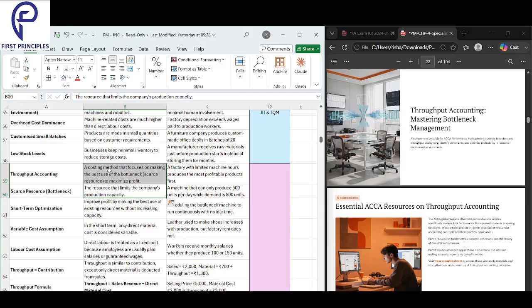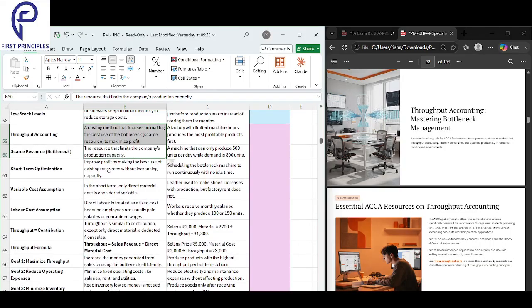In the short run, only direct material cost is considered variable. Direct labor is treated as a fixed cost because employees are usually paid salaries or guaranteed wages. Throughput is similar to contribution, except that only direct material is deducted from sales.